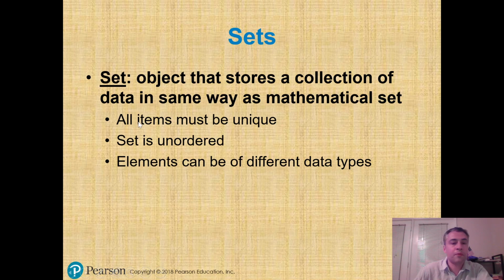So for a set, all items must be unique. That is, you cannot have in the same set 2 and another copy of 2. Sets are unordered, which is the opposite of what we had in a list. Also, in a list, we could have 2 copies of 2. And elements can be of different data types.